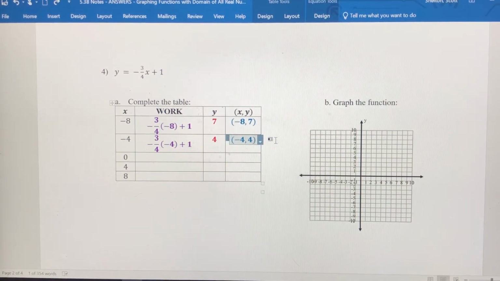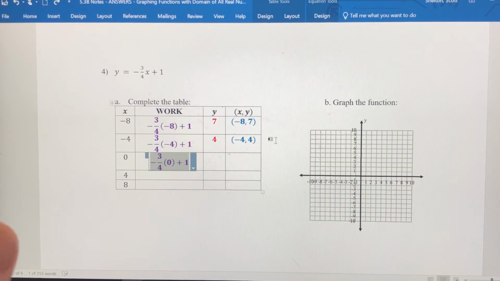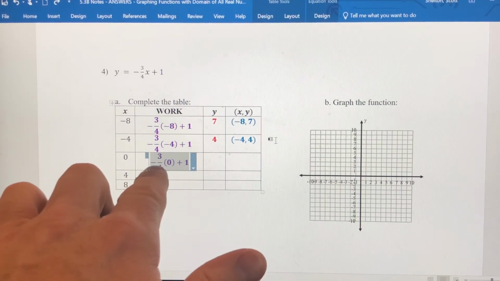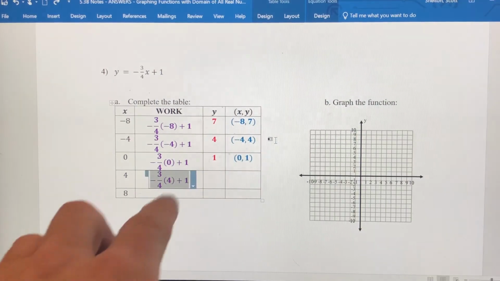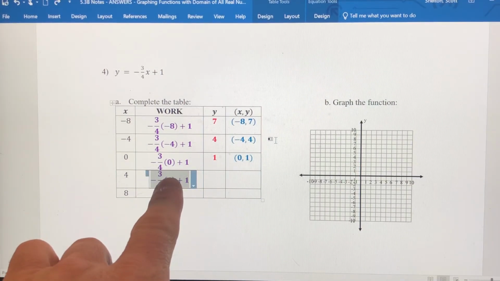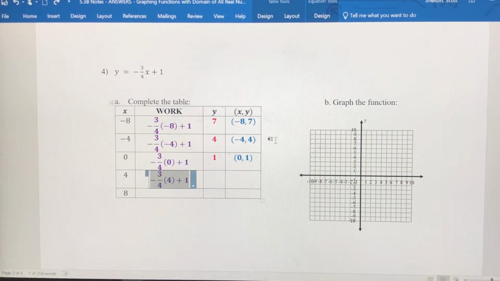We always want to use 0 just because 0 makes the math very easy. We don't even have to worry here. Anything times 0 is 0. 0 plus 1 is 1. So 0 comma 1. Okay, so whenever you have an opportunity to, use 0. That will make things easier for you down the road. Okay, let's plug in 4. Again, these 4's cancel out. So I'm left with negative 3 plus 1, which is negative 2.